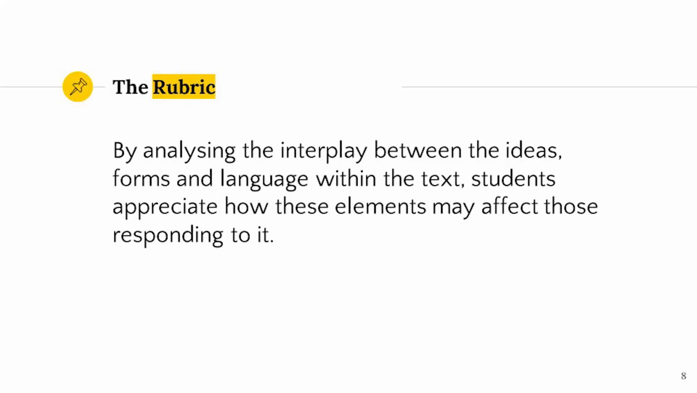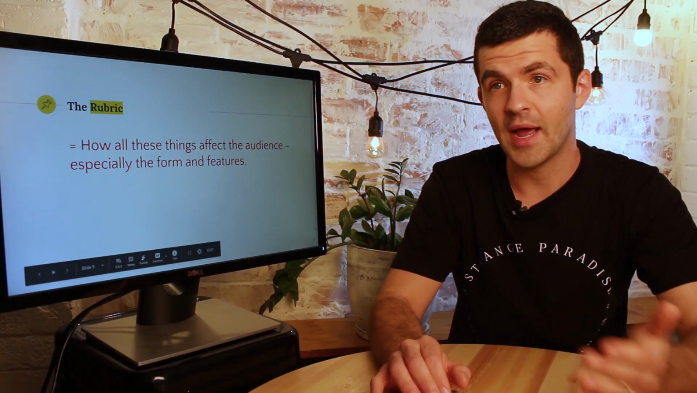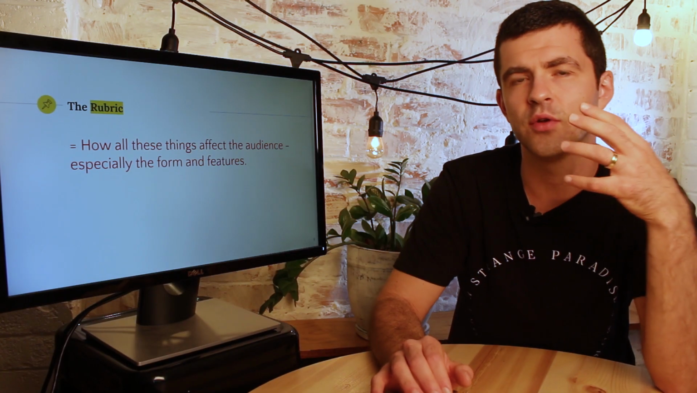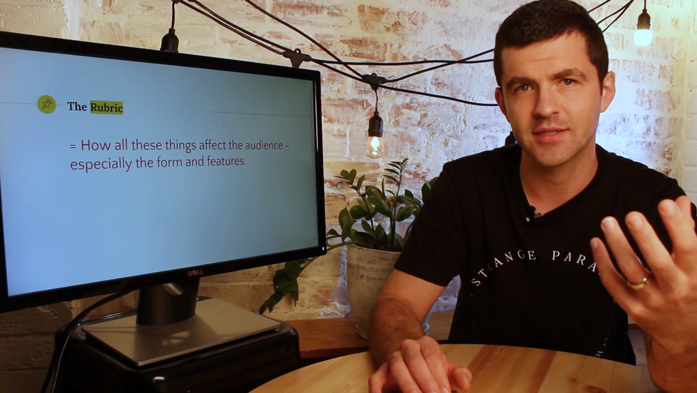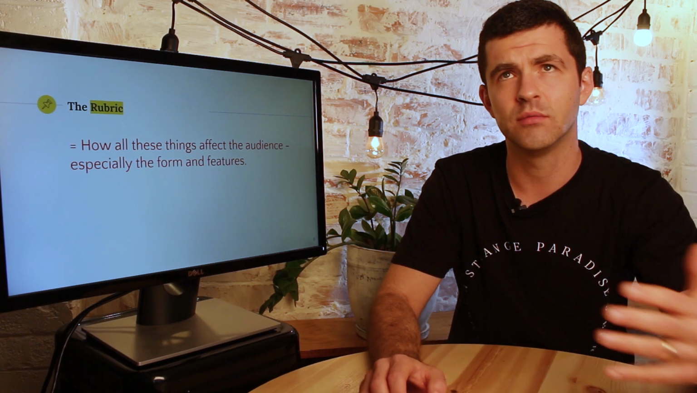By analysing the interplay between the ideas, forms, and language within the text, students appreciate how these elements may affect those responding to it. All that means is how these things affect the audience, especially the form and the features. So the kind of text it is and how that text has been put together using those kind of features, visual or literary or whatever.